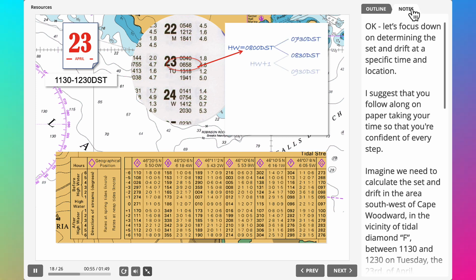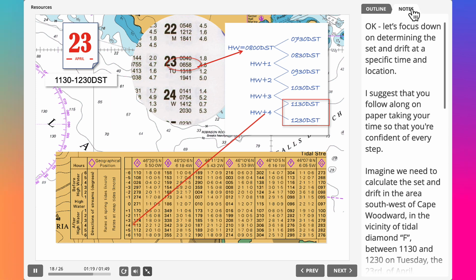Start from high water at 0800, which means that the high water hour runs from 0730 until 0830, and the high water plus 1 hour runs from 0830 until 0930, and so on, until we get to high water plus 4, which is the hour we are interested in, 1130 until 1230.